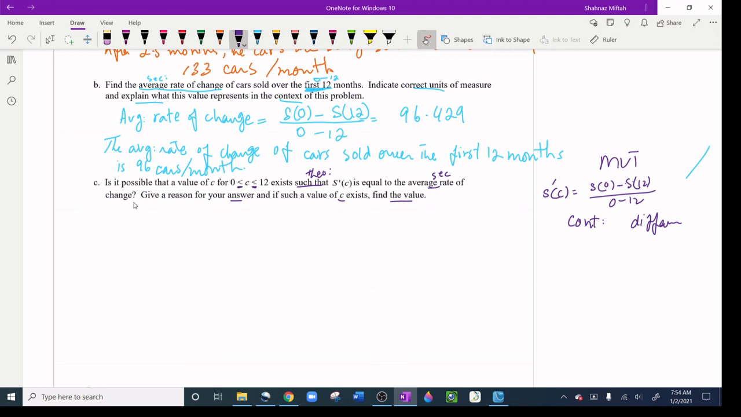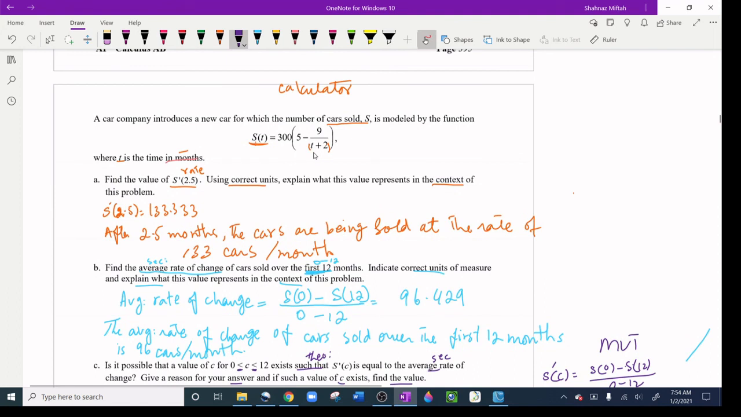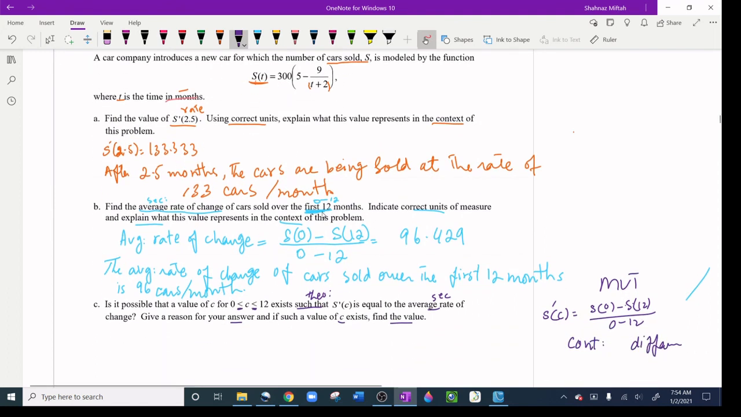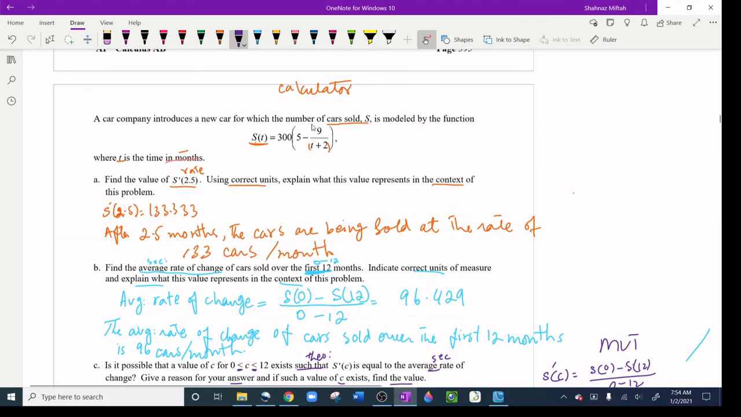Now we're going to figure out if it's continuous and differentiable. We already know it's differentiable because we already took a derivative using a calculator. For continuity, it's a rational function. For a rational function, I always tell you guys to make the denominator equal 0, and it will give me t equal -2. That -2 is my vertical asymptote, so this is the only place this function is discontinuous.